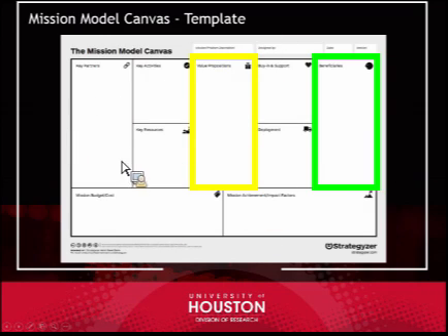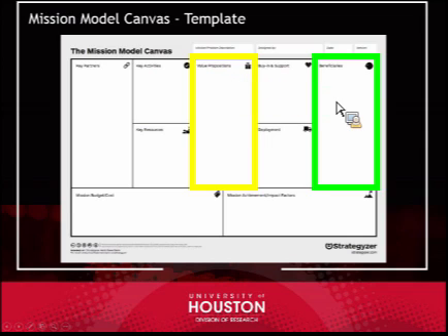It has a number of different aspects. And this is the part where the methodology gets a little bit confusing. It's certainly different than what most people have seen. The two pieces we're going to focus on today are beneficiaries. It should say beneficiaries and end users. I'll get that corrected. Beneficiaries and end users, and value propositions. And so this is the mission model canvas.